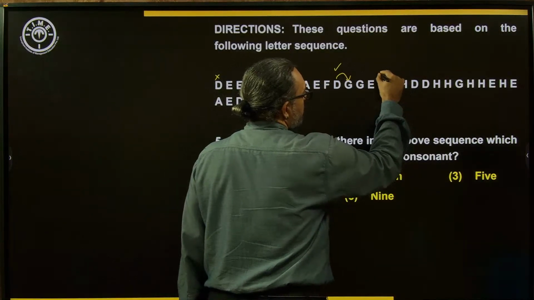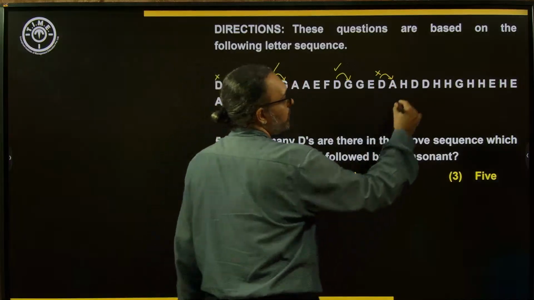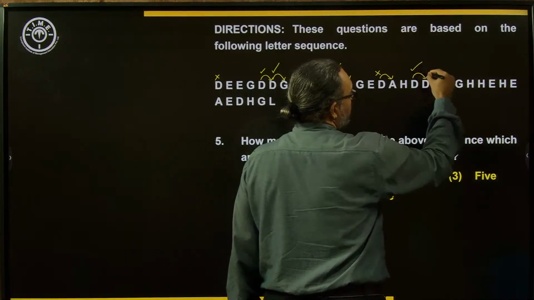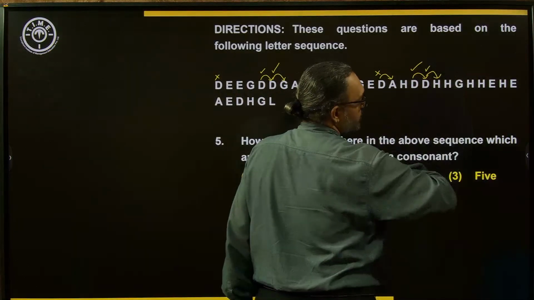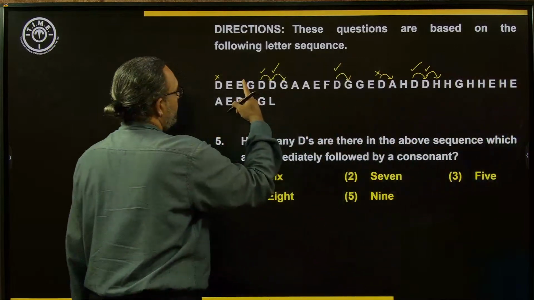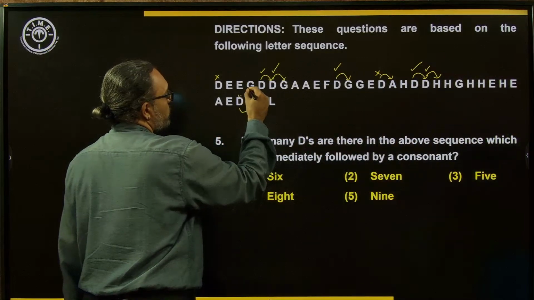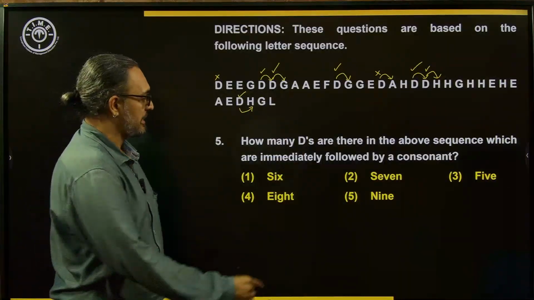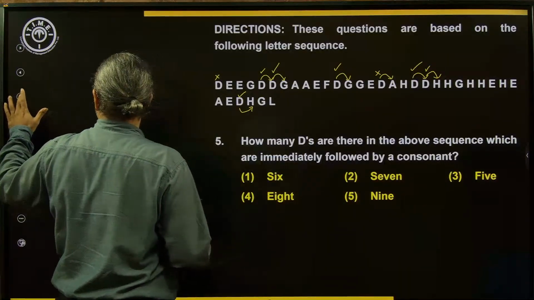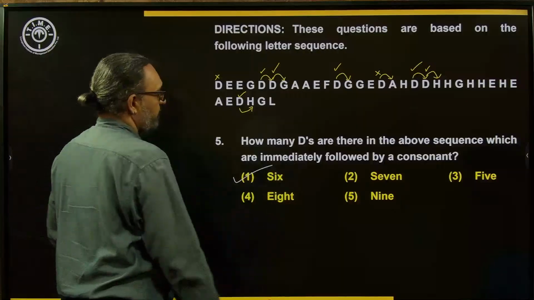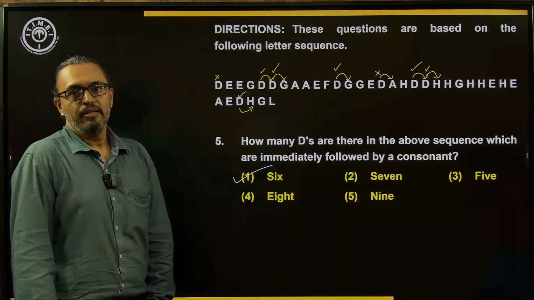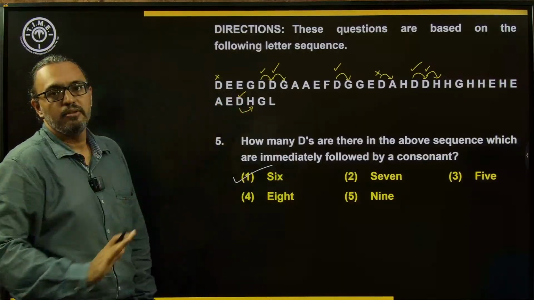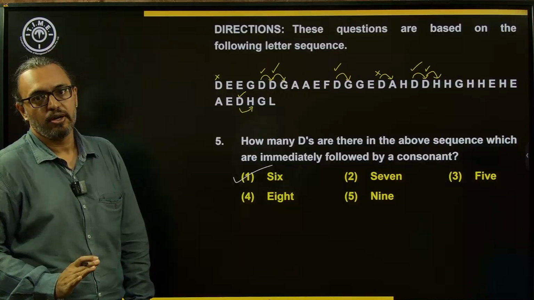D again, this doesn't work because that's a vowel. Then D followed by consonant works. D followed by consonant works. Then D followed by a consonant, this also works. So in total, there are how many? 6, and that's available in choice 1. So understand the information, look through the sequence, get your answer.